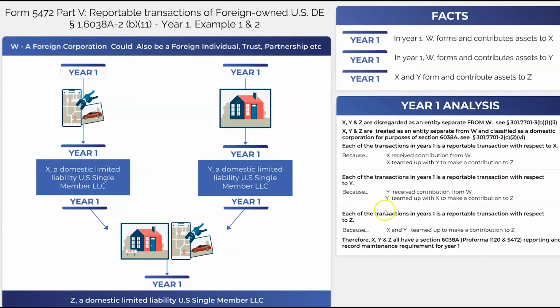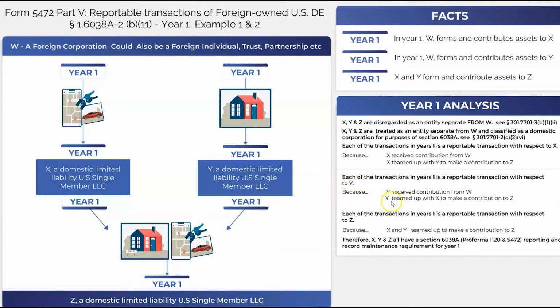Now let's move on with the analysis with respect to Y. The IRS goes ahead and says that each of the transactions in year one is also a reportable transaction with respect to Y, and we're going to explain why Y has a reportable transaction. Y has a reportable transaction because it received a contribution from W in year 1. So you can see that when W formed Y in year 1, it contributed a house to it. So Y is going to take that information and report it on pro forma 1120 and 5472.